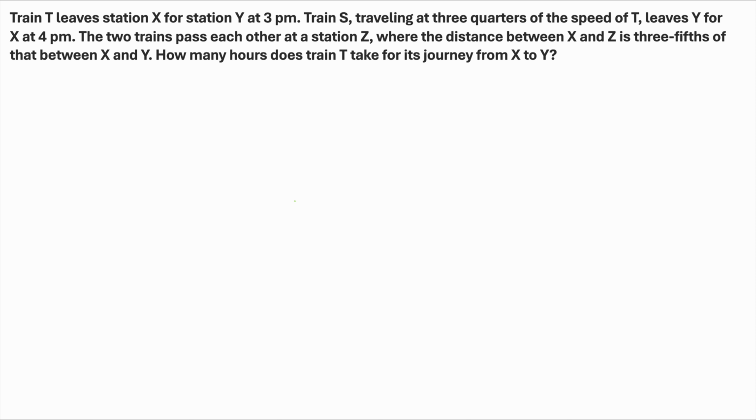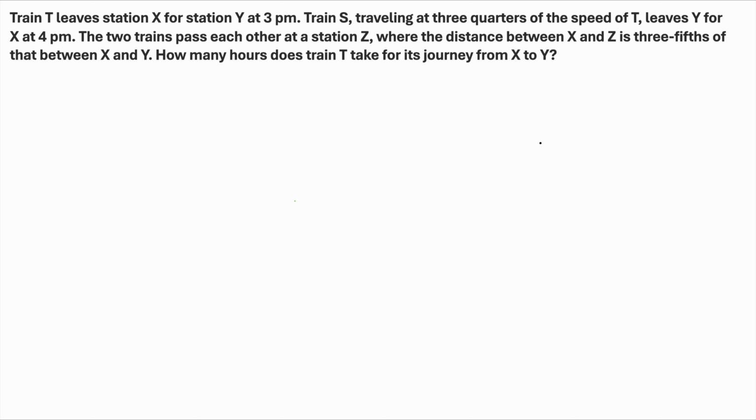So the question reads, train T leaves station X for station Y at 3 p.m. Train S, traveling at 3 quarters of the speed of T, leaves Y for X at 4 p.m. The two trains pass each other at a station Z where the distance between X and Z is 3/5 of that between X and Y. How many hours does train T take for its journey from X to Y?